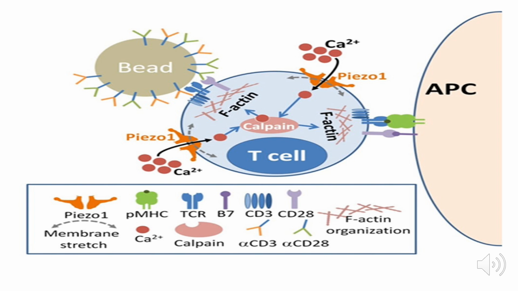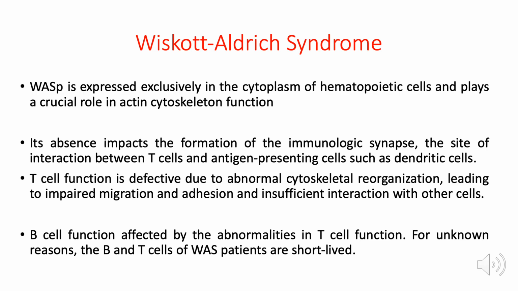Now, if this T helper is not activated, it would follow that this T helper will not activate the B cell. Thus, there is what? An involvement of both T cells and B cells. Wiskott-Aldrich syndrome protein is expressed exclusively by hematopoietic stem cells, and it's very important in the formation of the cytoskeleton, particularly the actin. Its absence would have an impact on the immunologic synapse, and that is where the T cell and the antigen-presenting cells are interacting with each other during the antigen presentation.